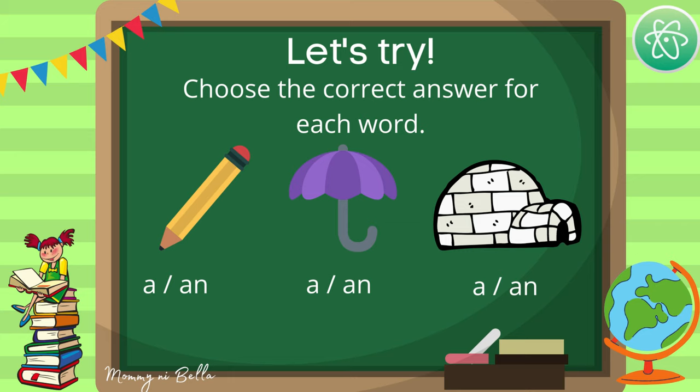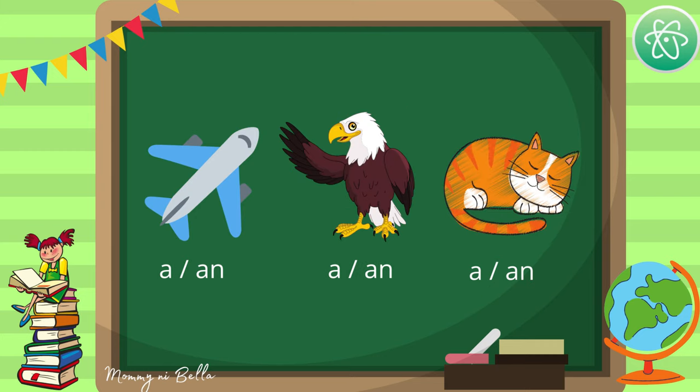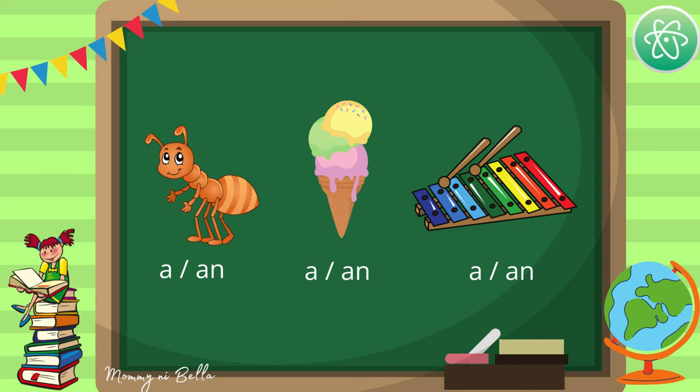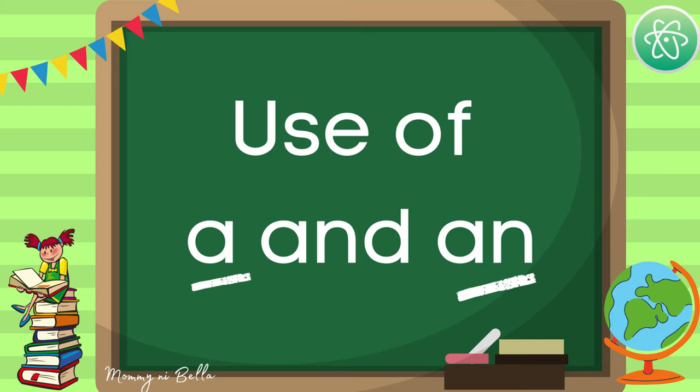Let's try. Choose the correct answer for each word. Pencil, umbrella, igloo. Airplane, eagle, cat. Ant, ice cream, xylophone. Write your answers in your language notebook. Have fun!